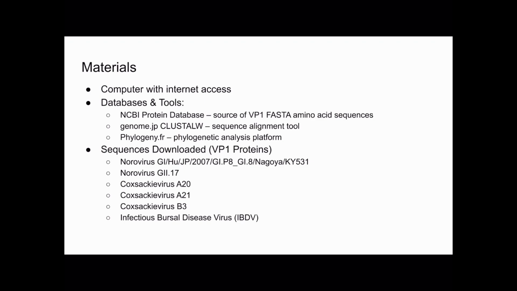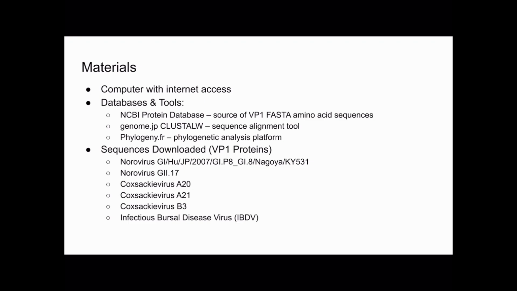Materials. For this project, we used a computer with internet access to perform all analyses. We accessed the NCBI protein database to download FASTA VP1 amino acid sequences for our viruses of interest. We used genome.jp as the interface to run ClustalW, which allowed us to align all the VP1 protein sequences and identify conserved regions and similarities between the viruses. Finally, phylogeny.fr was used to generate phylogenetic trees to visualize evolutionary relationships.